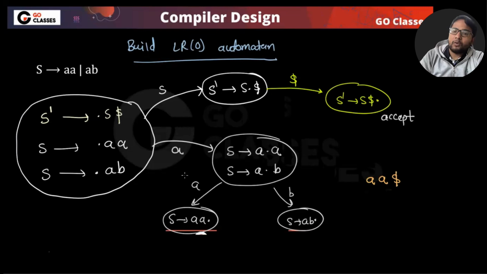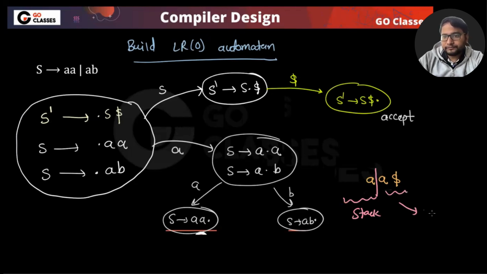Now what will happen? Let's see what will happen using this automaton. First you will say that A comes. The vertical bar is basically representing what is in the stack. So this part is in the stack, and this part is yet to be read. Do you remember this convention, that this is in the stack and this is yet to read? I hope you remember that convention, right?